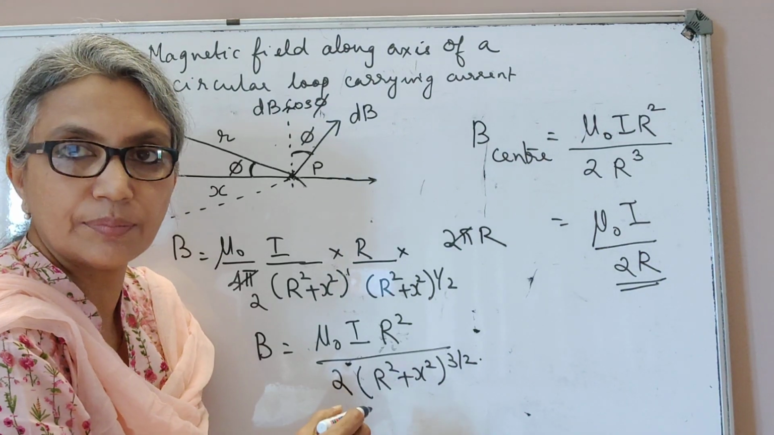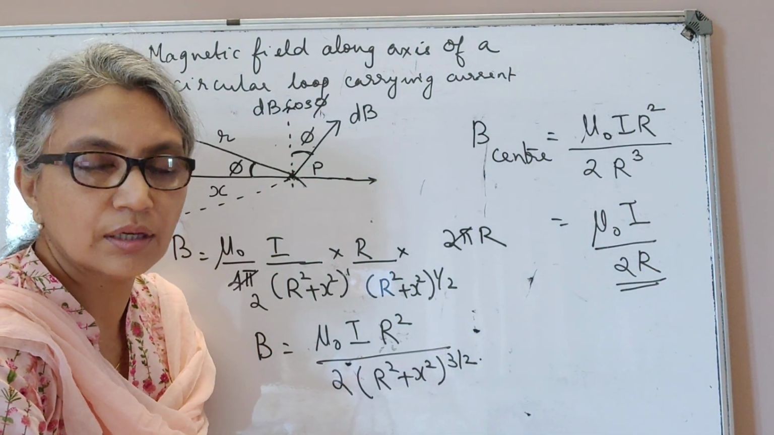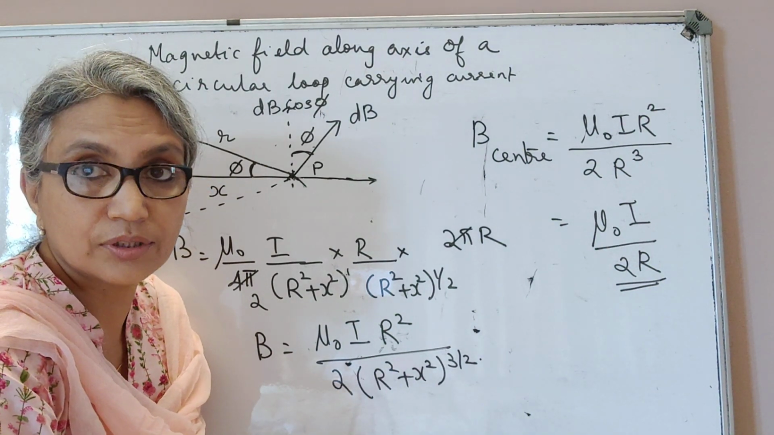This is a formula for magnetic field at any point P on the axis at a distance x from the center for any circular current loop, and this we got by applying Biot-Savart law.